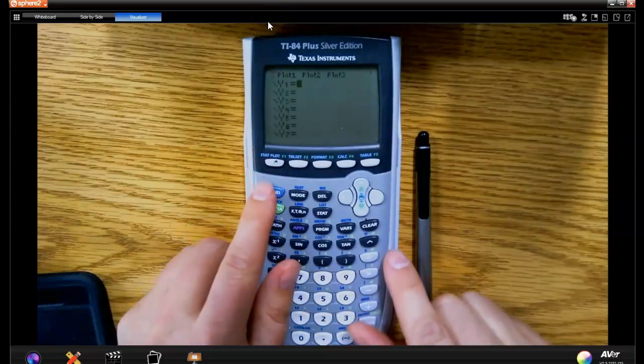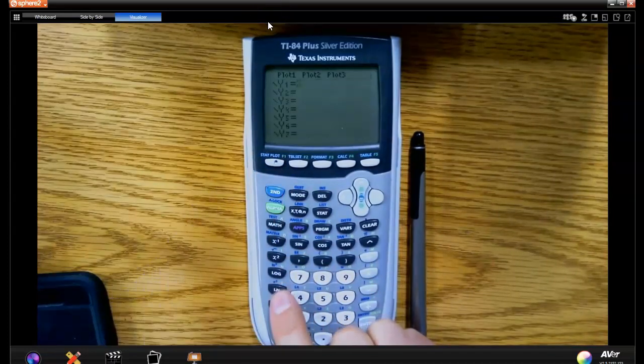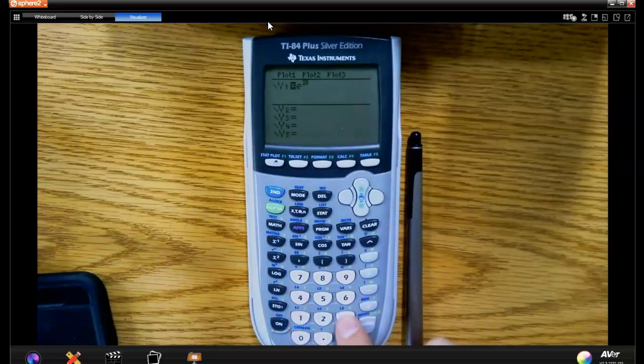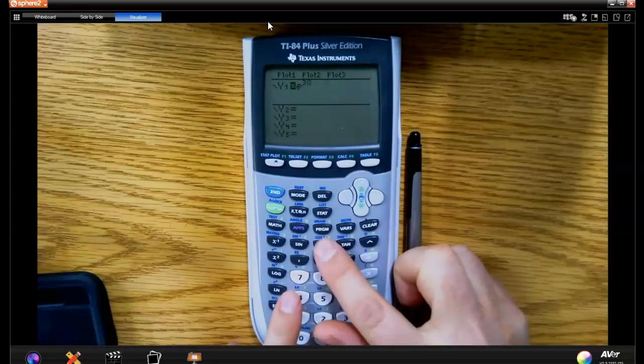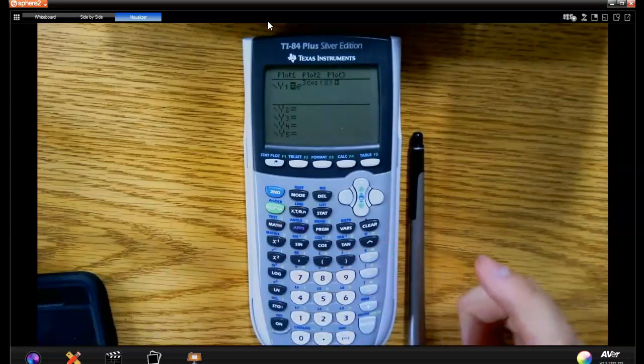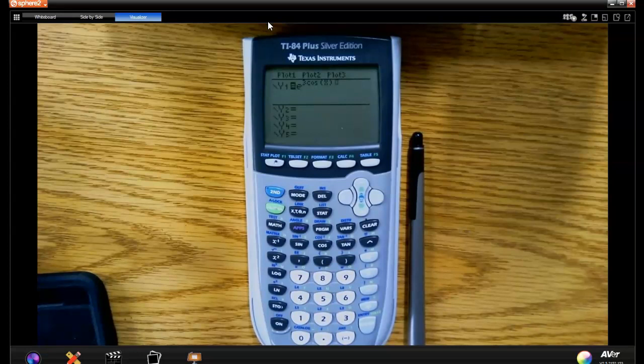So we have e to the power of 3 cosine of t, or x in this case. Now, here's where some of you might have gotten it wrong if you didn't get the right answer, even though you had the right setup.